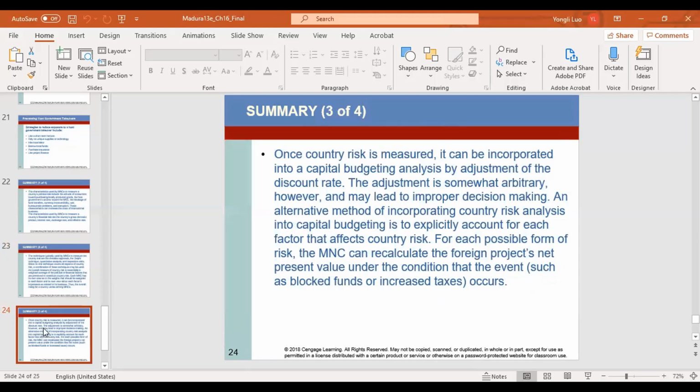Once country risk is measured, it can be incorporated into a capital budgeting analysis by adjusting the discount rate. The adjustment is somewhat arbitrary, however, and may lead to improper decision-making. An alternative method of incorporating country risk analysis into capital budgeting is to explicitly account for each factor that affects country risk. For each possible form of risk, the MNC can recalculate the foreign project's net present value under the condition that the event, such as blocked funds or increased taxes, occurs.